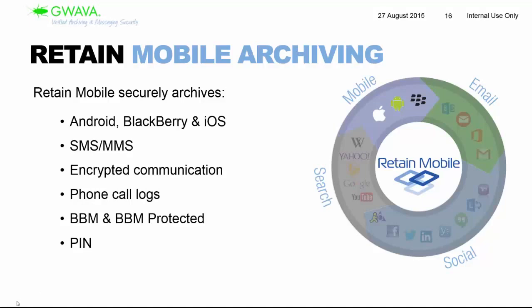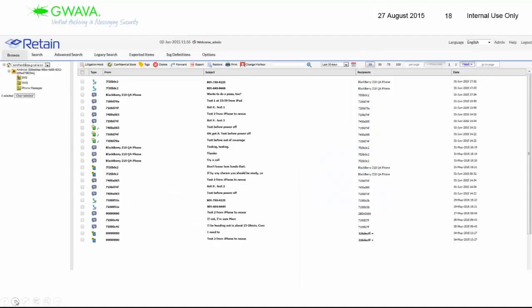I was going to see if I had a screen grab of that while we're talking about it. So here's a screen grab of the mobile archive. You can see here it has the phone call logs, SMS, MMS, and then it also has some of the BlackBerry Messenger logs here.